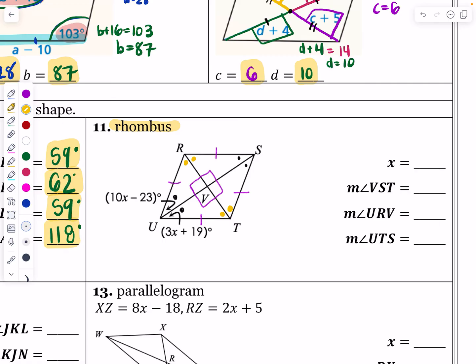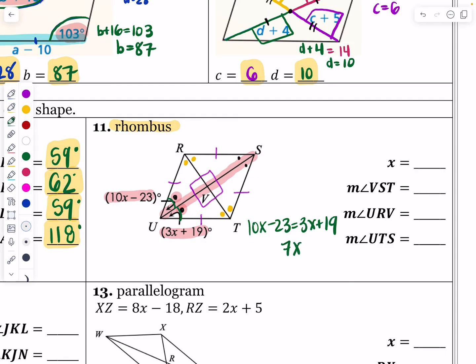So how do I solve for x? Well, based on where it's at, I have x pointing to this black dot, and I have 10x minus 23 pointing to that black dot, and then 3x plus 19 pointing to this other black dot. We know that this diagonal bisects that angle, and so that means it cuts it in half, which tells me that these are going to be congruent to each other. So I can set 10x minus 23 equal to 3x plus 19.